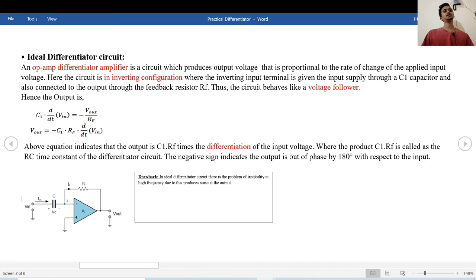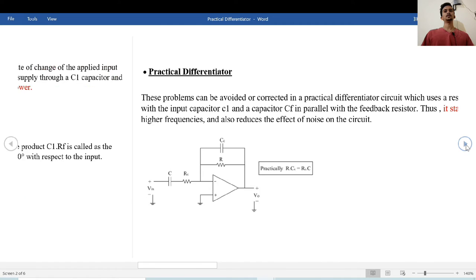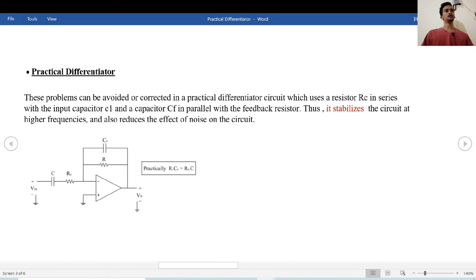The ideal differentiator circuit has some drawbacks. In this ideal differentiator circuit, there is a problem of instability at high frequency. Due to this, it produces noise at the output. So to solve this problem, we'll move to the practical differentiator.